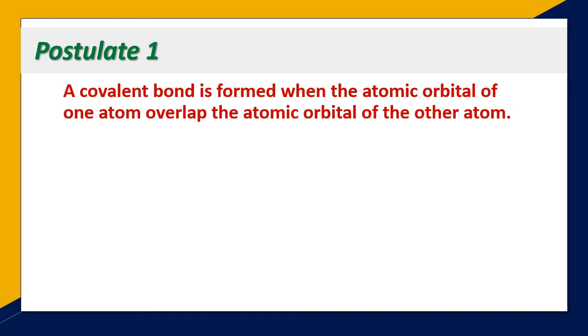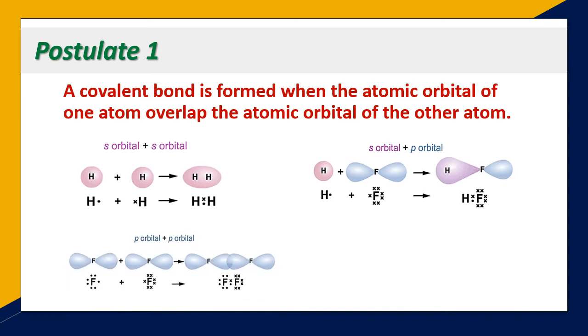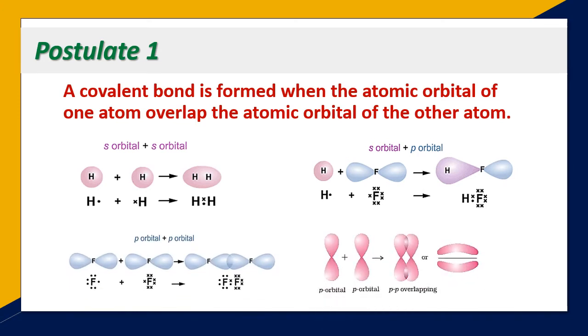Let's take a look at the first postulate. A covalent bond is formed when the atomic orbital of one atom overlaps the atomic orbital of the other atom. For example, two s orbitals overlapping. The overlapping region between the two orbitals forms a covalent bond. We can also consider the overlapping between s and p orbitals and between two p orbitals.